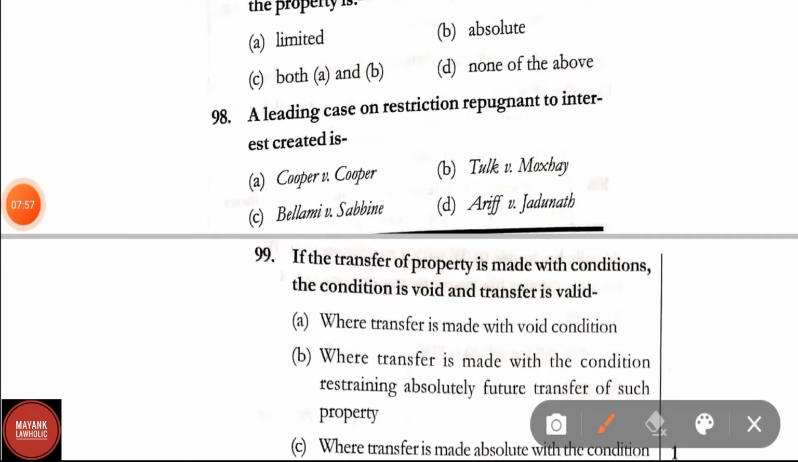Question number 98. A leading case on the restriction repugnant to interest created in. Here correct answer is Tulk versus Moxhay.